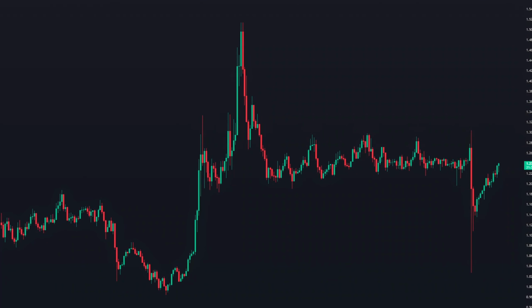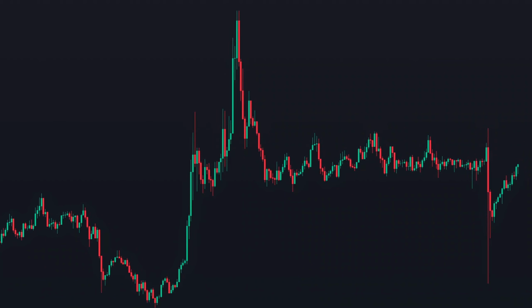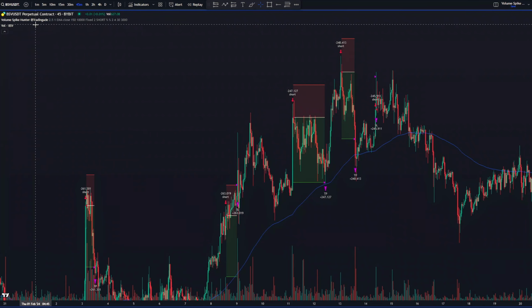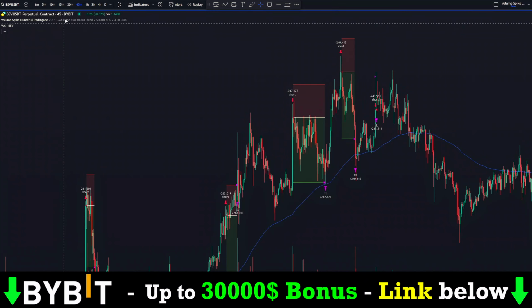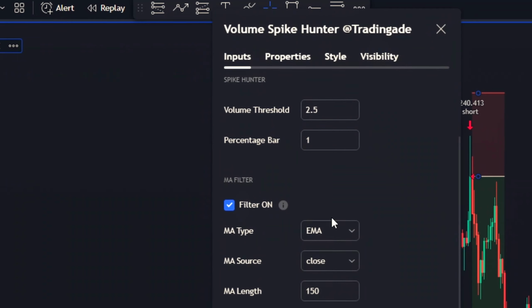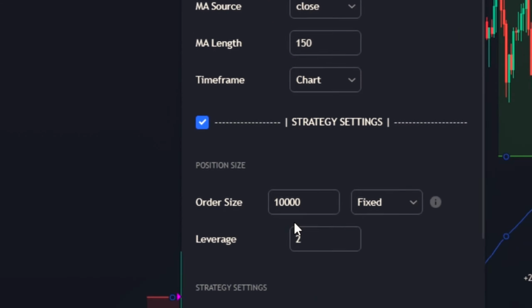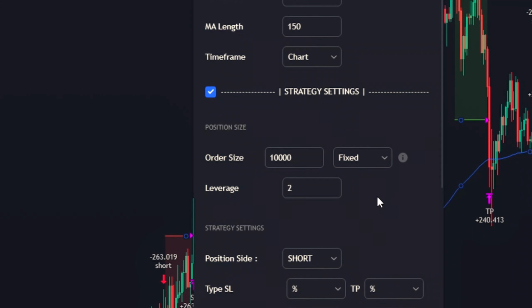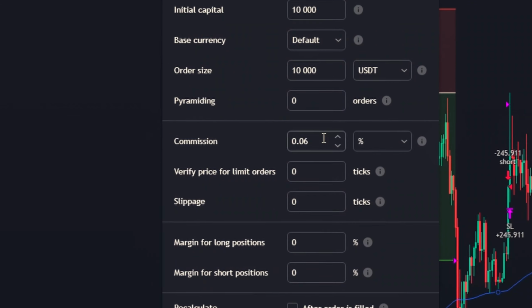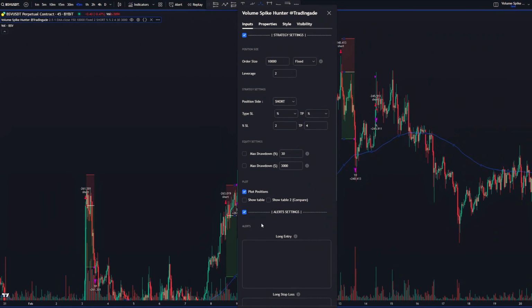Now, after this theoretical preamble, which I hope didn't bore you, let's jump into backtest results. We are here on BSV USDT, 45 minutes time frame, on Bybit exchange. I leave the default settings: 2.5 volume threshold, percentage bar 1%, moving average filter applied using exponential moving average, 150 moving average length, order size $10,000 with a fixed amount, 2x leverage, 0.06% commission. We are going only short, stop loss type percentage, take profit percentage 2 and 4. Let's see the backtest results.